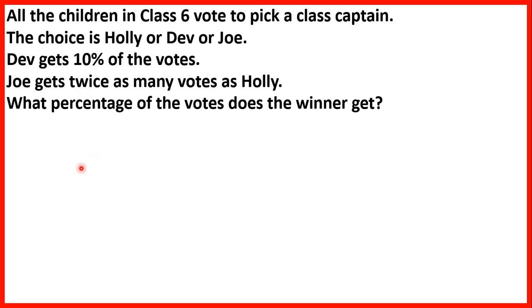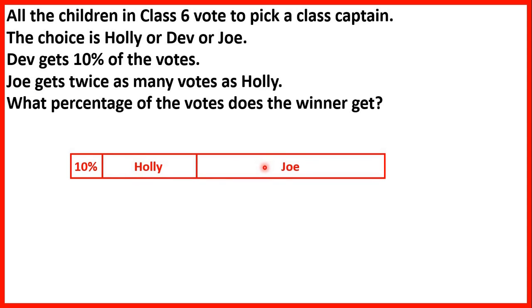So we know that Dev gets 10%, and then we have Holly, and Joe gets twice as many votes as Holly. So we can draw a bar twice as long. Now, percentages need to add up to 100. We have 10% for Dev, and that means Holly and Joe together must get 90%, because 10 plus 90 makes 100%.